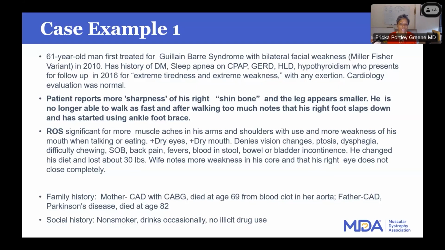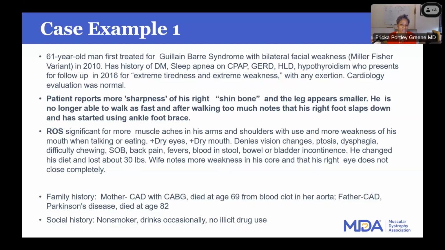And over time, he stabilized, but he continued to have some facial weakness and complained of extreme tiredness and weakness, even with exertion. And he was seen by cardiology and other subspecialties. And then after several years, he started to complain of sharpness of his right shin bone, that his shin bone looked like a sword. In other words, his leg was atrophying, and he could see the outline of his tibia, and the leg appeared smaller, and it was just the right side. He was no longer able to walk as fast, and often his right foot would drop or slap on the ground after several steps, and he began using his own ankle brace.